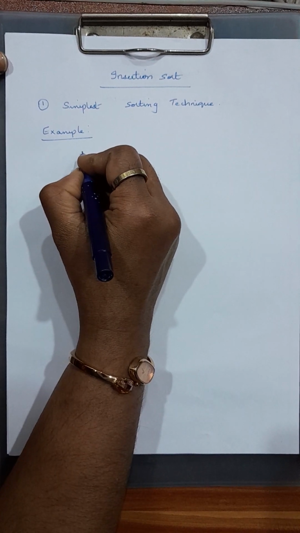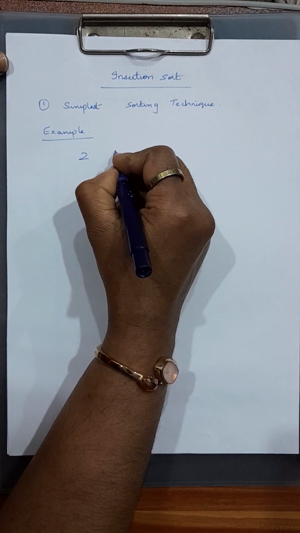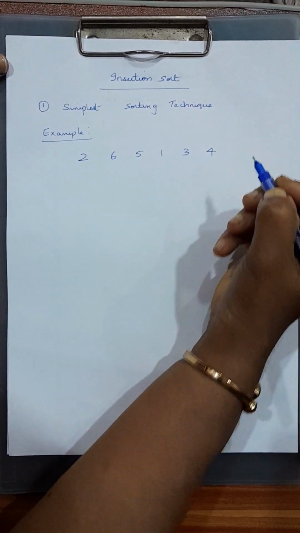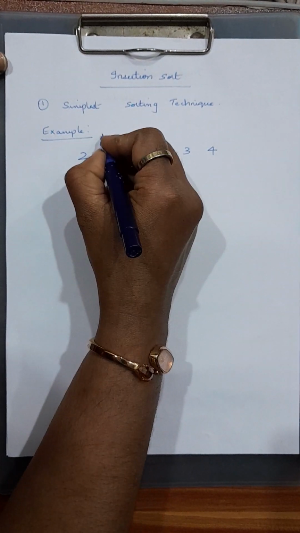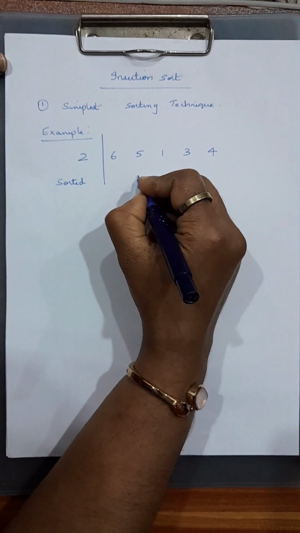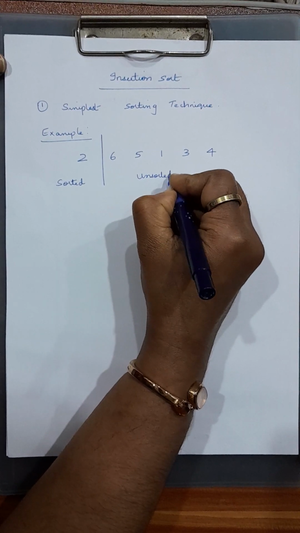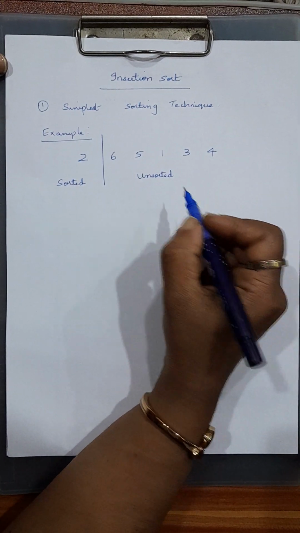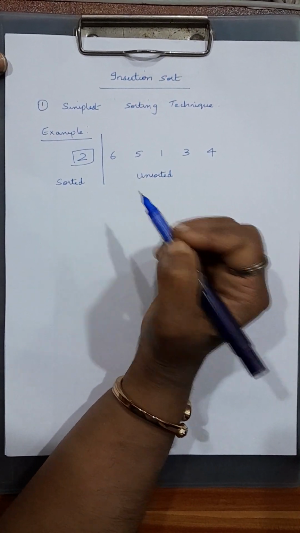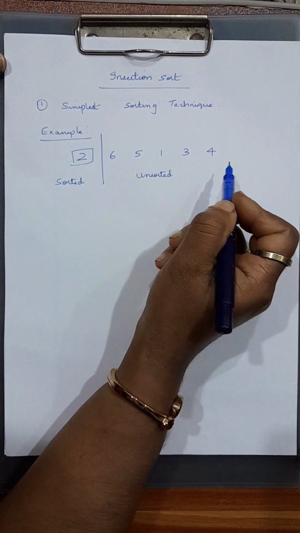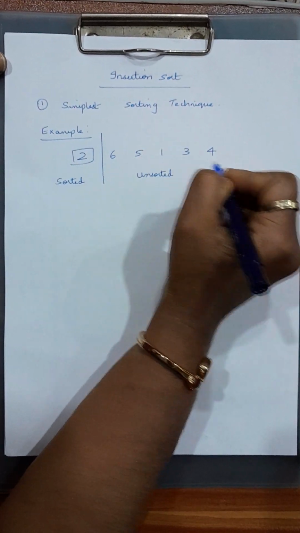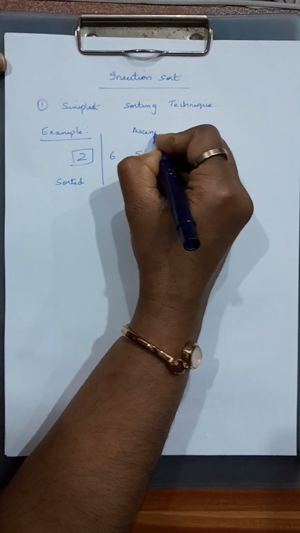So for example, if the list has 6 elements, for instance 2, 6, 5, 1, 3 and 4. The given list will be divided into two parts. The first part will have the sorted elements. The second half will have unsorted elements. So assuming the first element to be sorted, we are going to proceed with the other technique. Okay, now I'm going to sort the given numbers in ascending order.